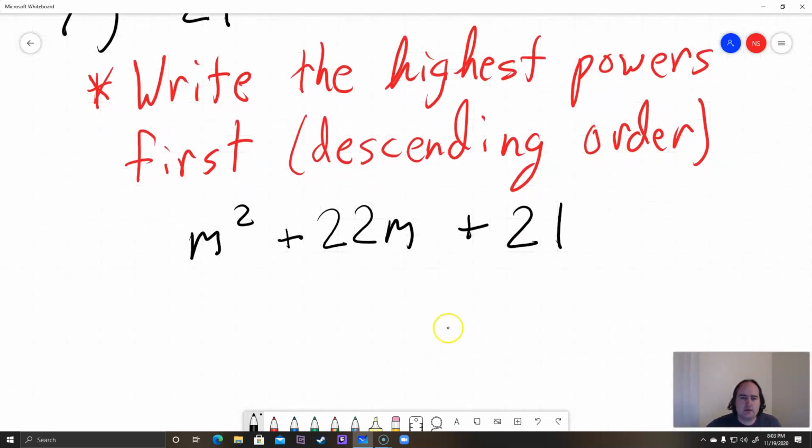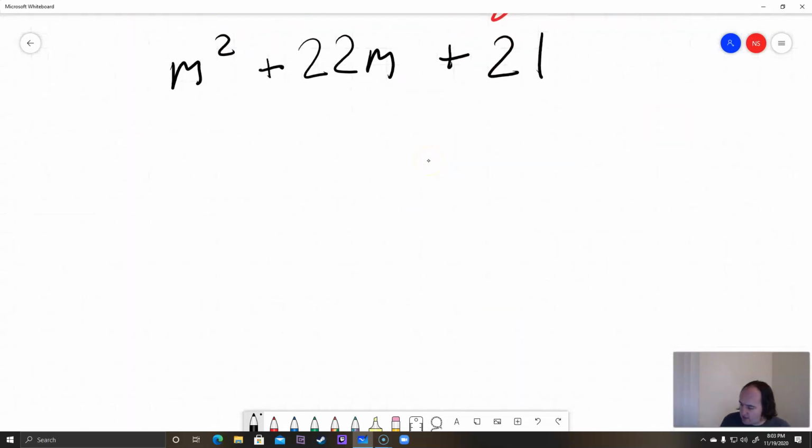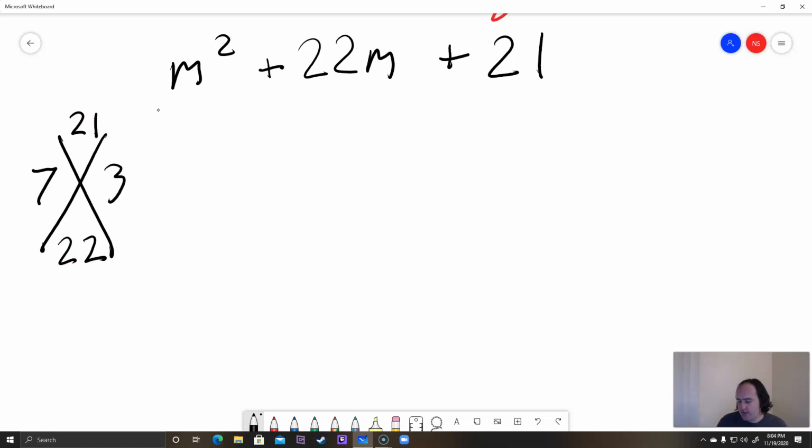So now with this, we can actually just use the x method. On the top of the x, we have the third term, which is 21. And then on the bottom of the x, we have the second term, which is 22. And then we want two numbers that multiply to 21, but add to 22. So we know that 7 times 3 is 21, but 7 plus 3 is only 10. So 7 and 3 don't work.